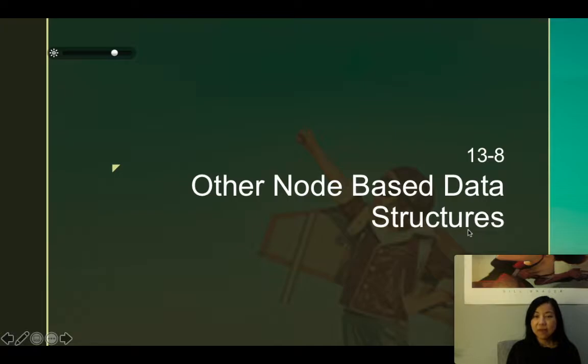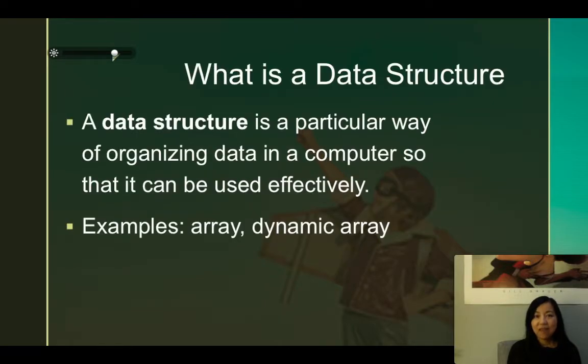Hi class, we are going to talk about data structure and other node-based data structures. So what is a data structure anyway? It is a particular way of organizing data in a computer so that it can be used effectively.